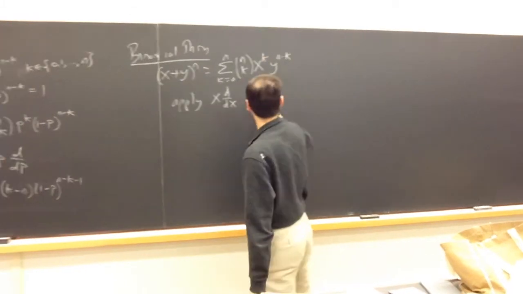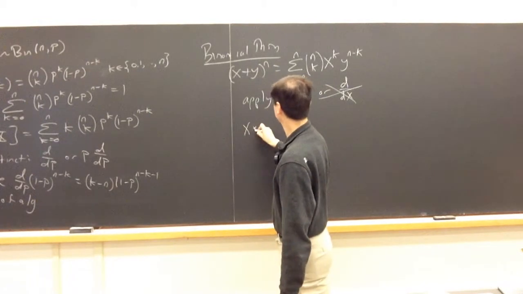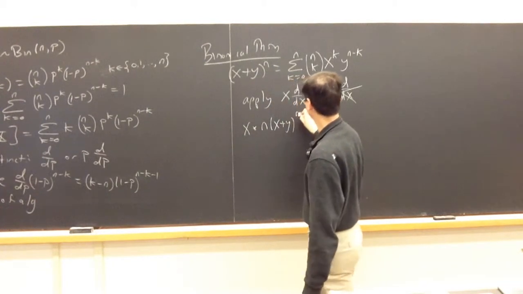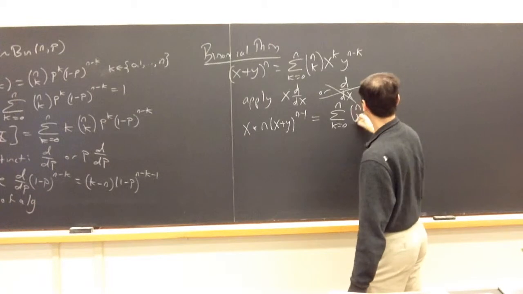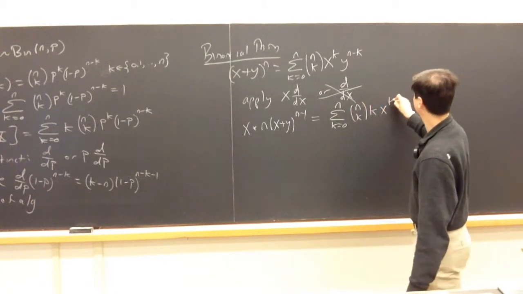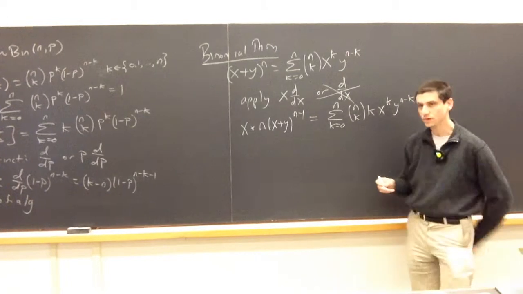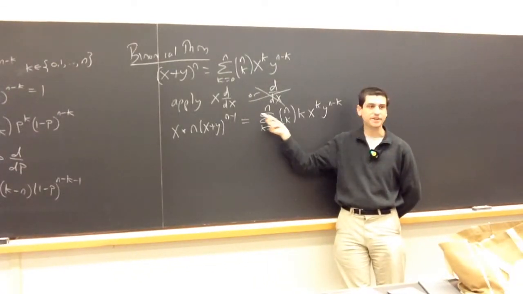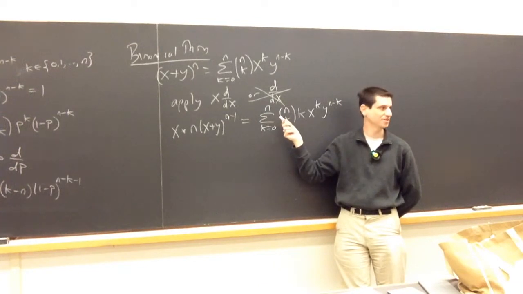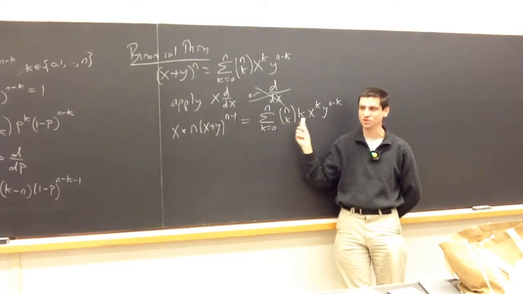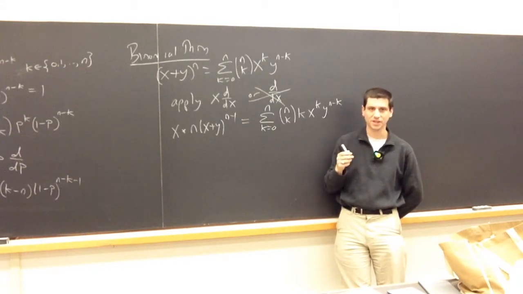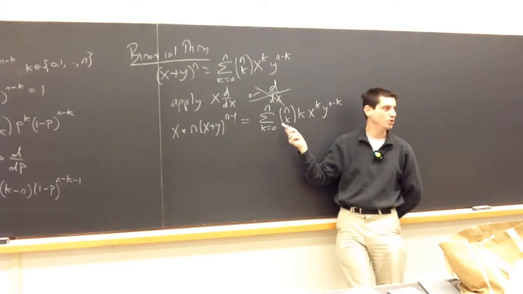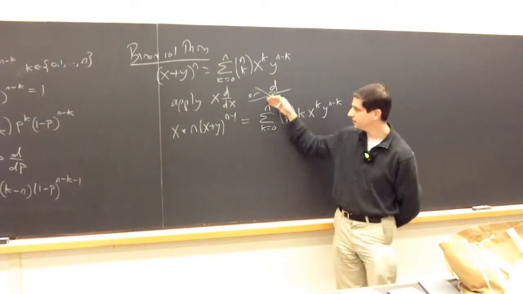So when we apply this one, we end up getting x times n, (x plus y) to the n minus 1 equals the sum, k goes from 0 to n, n choose k, k, x to the k, y to the n minus k. Whoops. I didn't even think twice about interchanging the sum and the derivative. Is that okay? Are we allowed to interchange the sum and the derivative here? Or do we have to appeal to real analysis? You're okay because it's finite? It's finite. So because it's a finite sum, we don't have to worry about interchanging the sum and the derivative.